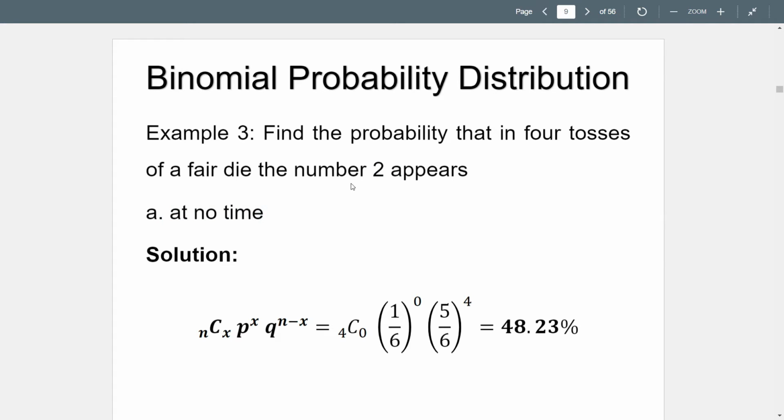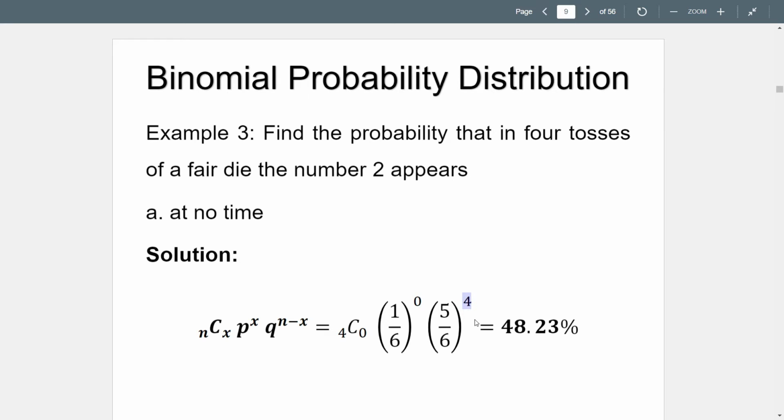Okay, so how many trials are there? 4. This is denoted as n, and then x will be the number of successes in that trial, which is 0 because 2 will not appear. So you'll have here 4 C 0, and then the probability that 2 will appear is 1 out of 6. The success is 0, and then 1 minus p will give us 5 out of 6, or 5 all over 6, and n minus x will give us 4 minus 0, so that's equivalent to 4.